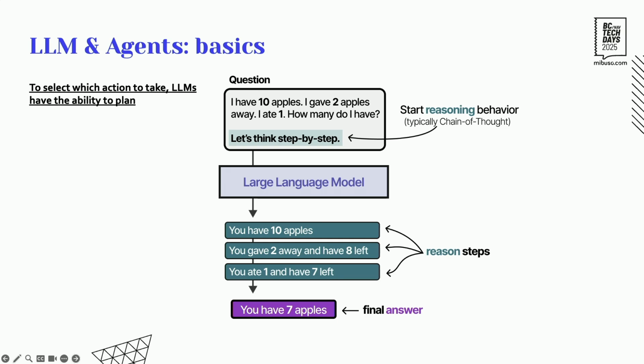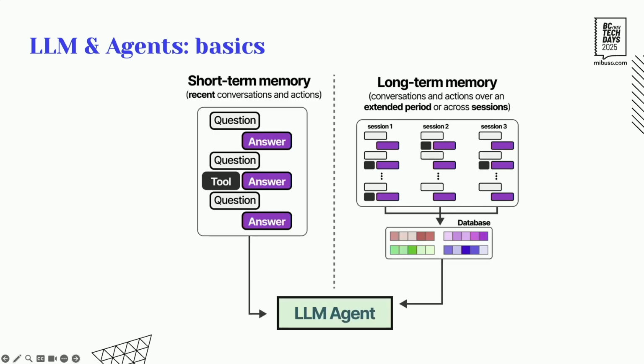LLMs today are also able to reason. Reasoning means that when you send a prompt to an LLM, it starts analyzing that prompt and performing a set of operations, reasoning steps, before giving you the answer. And you can check these steps or not. It depends on you whether you want to see the reasoning.